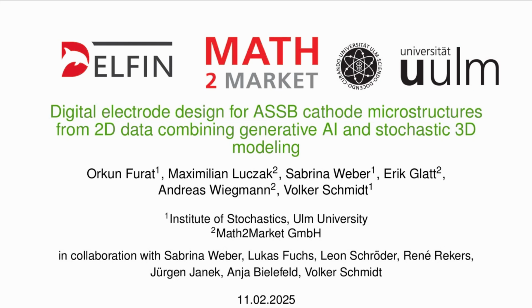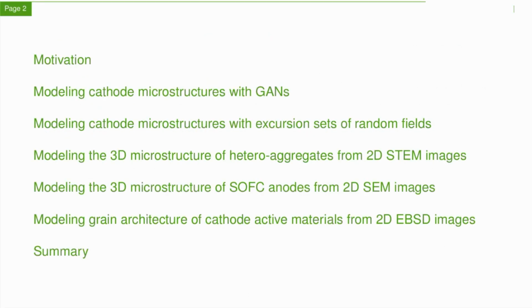So, using 2D data to calibrate 3D models. We heard the advantages of it earlier already. I will start with a motivation, and afterwards I will talk about two different types of cathode microstructure models. One is using generative adversarial networks, or GANs, and the other is using excursion sets of random field models.